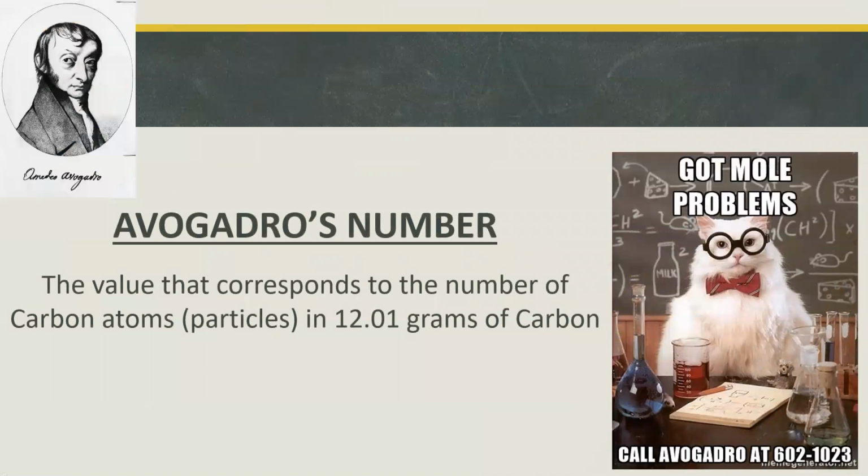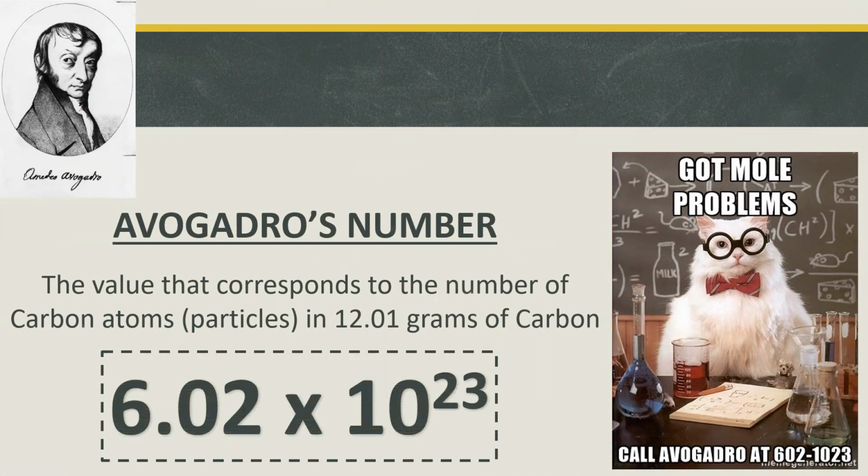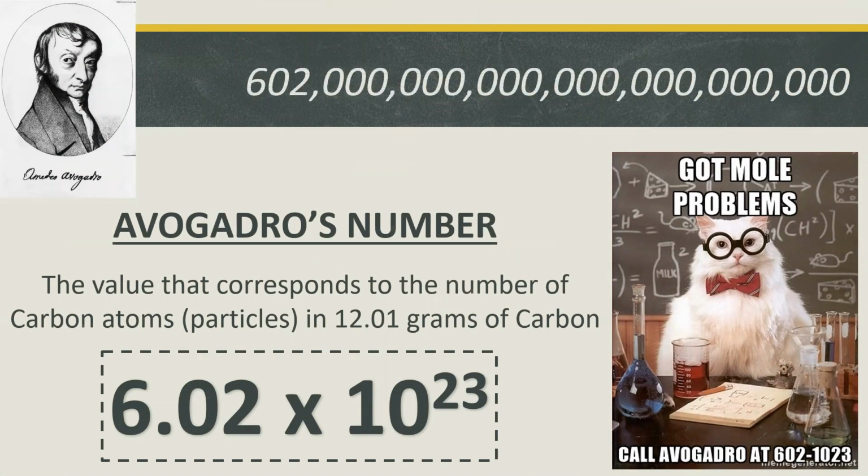So first, just to remind you, we already talked about this on Mole Day, but Avogadro's number, which is represented by 6.02 times 10 to the 23rd power, lots of zeros. It looks like that if you wrote it out. You don't have to know it written out. I won't ask you to write it out, but you do have to know the number.